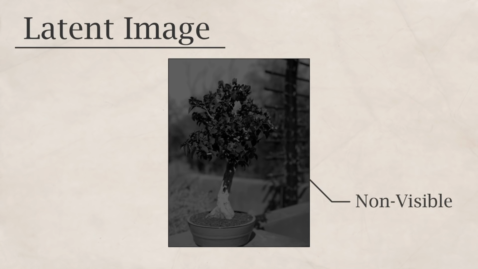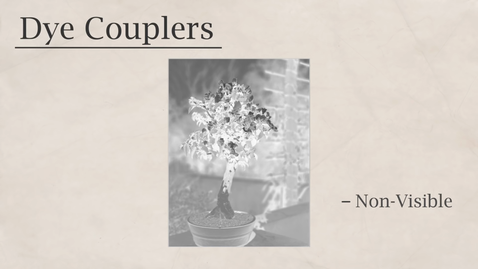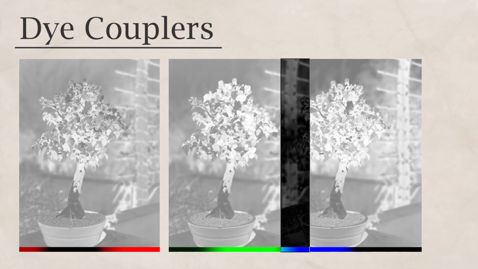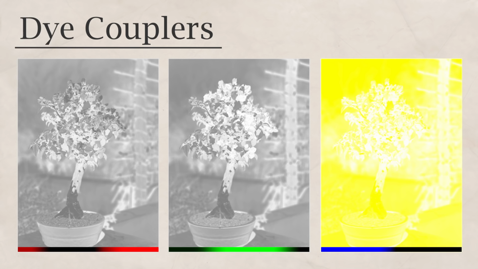Now the halide in the film only contains the information to make an image, and it'll develop into what we can imagine is an inverted grayscale image like this. But dyes are required to turn that information into an actual image. Now this is a little bit strange, but the layer that's sensitive to blue light actually contains a yellow dye. The green light sensitive layer contains a magenta dye, and the red light sensitive layer contains a cyan dye.